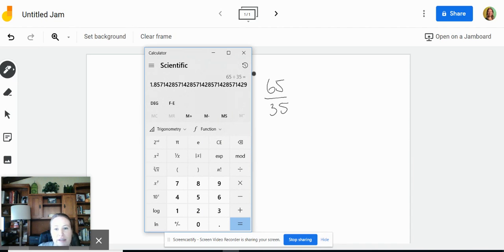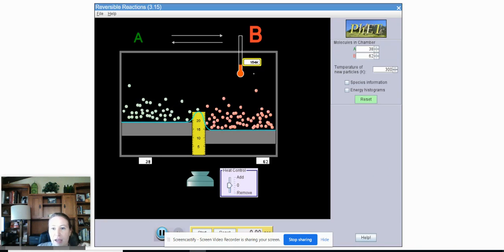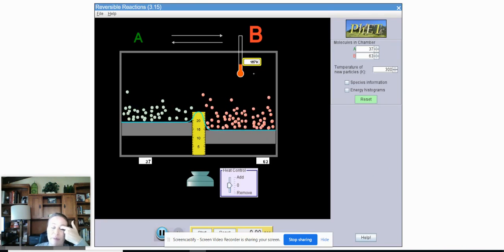It's 1.86 is my K value. So it's telling me that this reaction lies to the right, meaning the products are favored. Products are favored. And yep, okay, it went back.